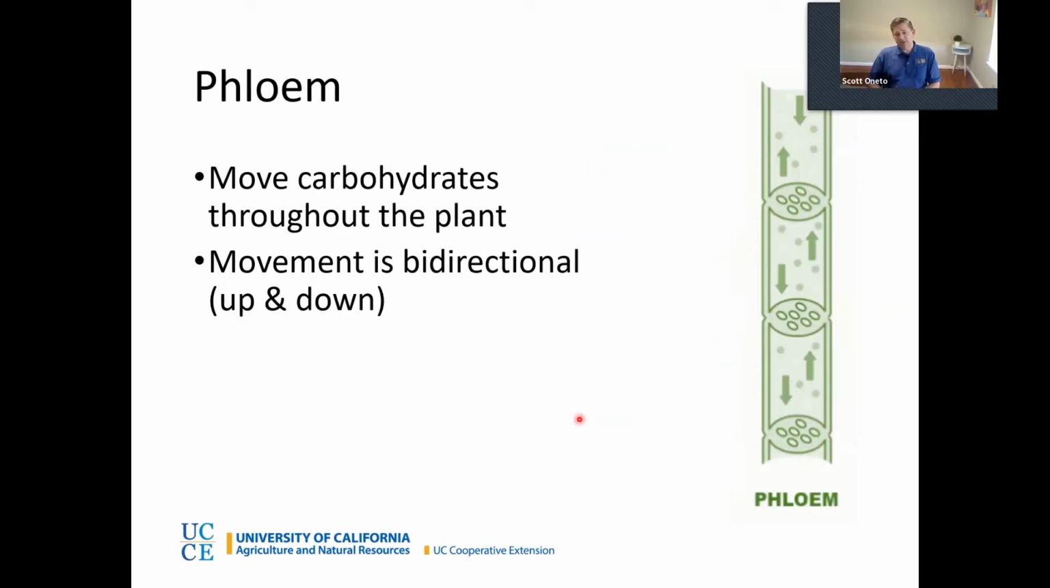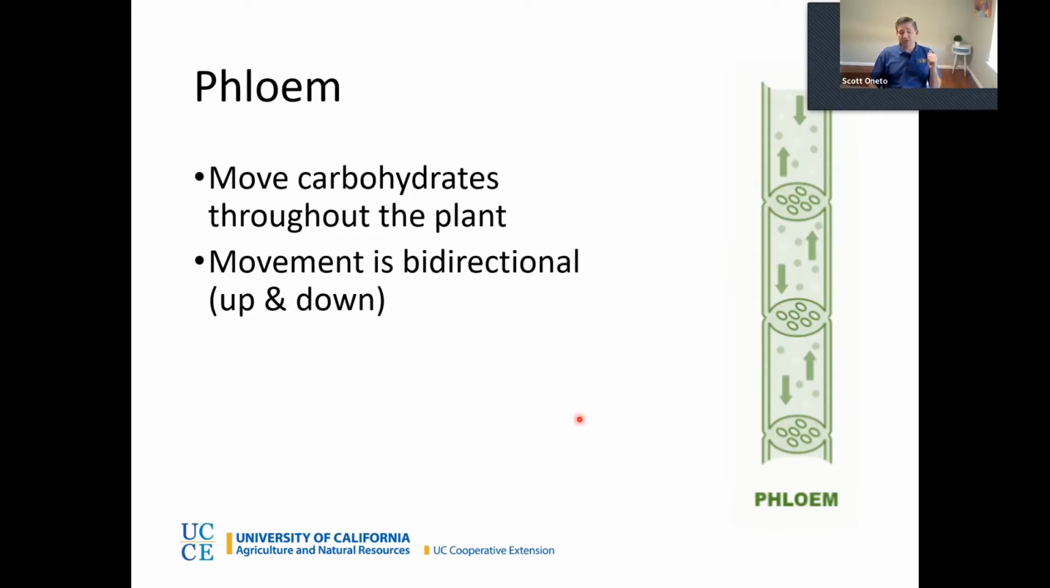So now let's move on to the other part of the vascular tissue. This is the phloem. And the phloem, as I mentioned, is responsible for moving carbohydrates in the plant. So we have all of those sugars that are being made in the leaves. And once those sugars are made, they then have to get moved all across the plant to either be stored or to be used for some sort of growth and development.